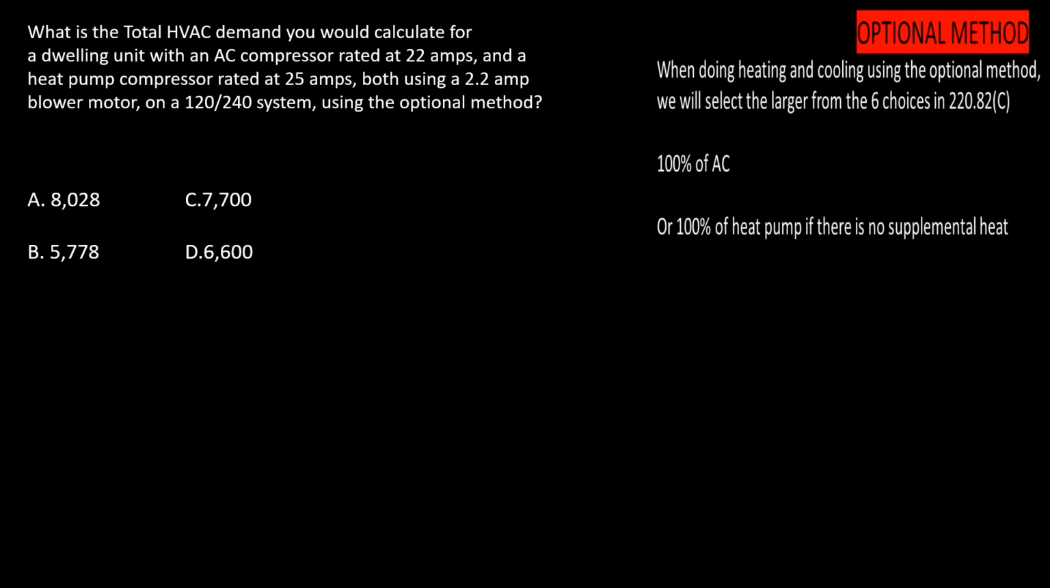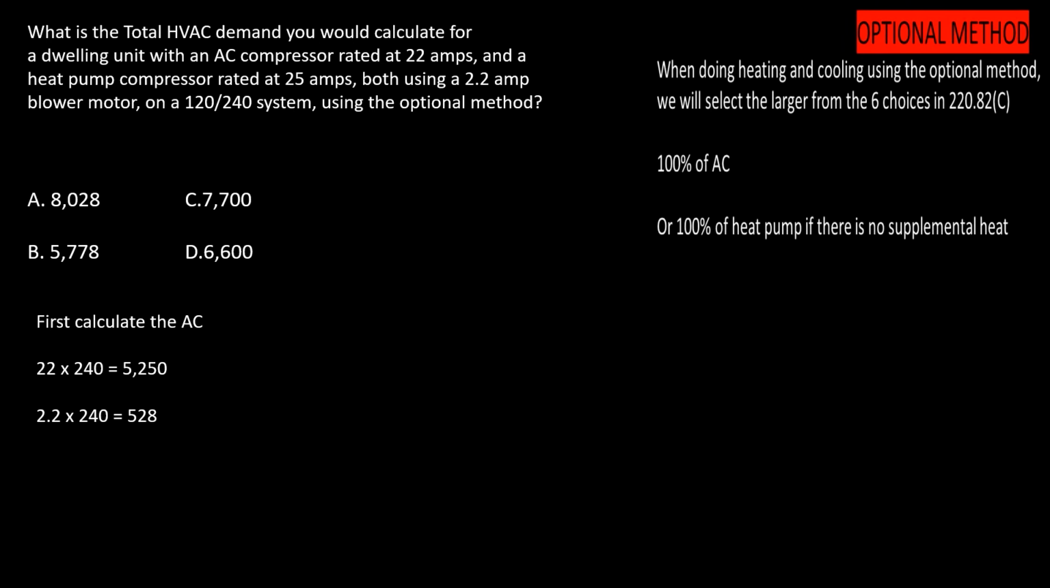Okay, so let's look at variation 1. This is going to be 100% of the AC or 100% of the heat pump if there is no supplemental heat. What is the total HVAC demand you would calculate for a dwelling unit with an AC compressor rated at 22 amps and a heat pump compressor rated at 25 amps, both using a 2.2 amp blower motor on a 120/240 volt system using the optional method? So first we're going to calculate the AC. We take our 22 amps multiplied by 240 volts, and that's going to give us 5,280 VA.